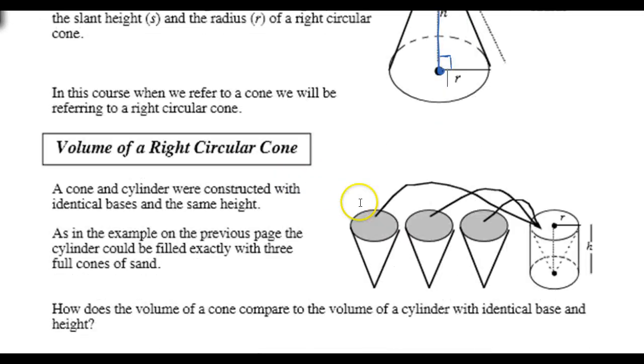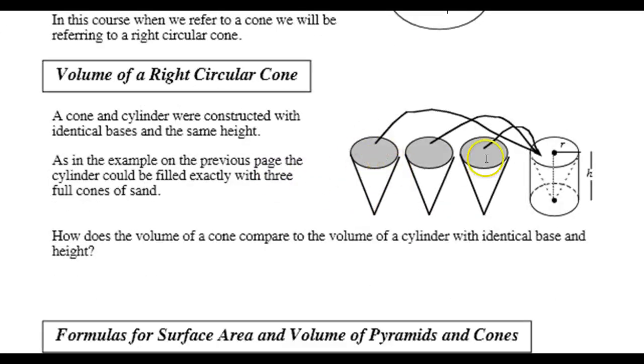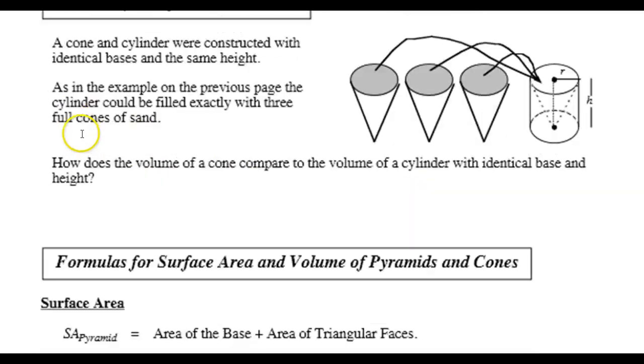Now, very similar to the pyramid, it takes 3 cones to fill a cylinder, which has the same height as the cone. So again, the volume of a cylinder is 3 times the volume of a cone.